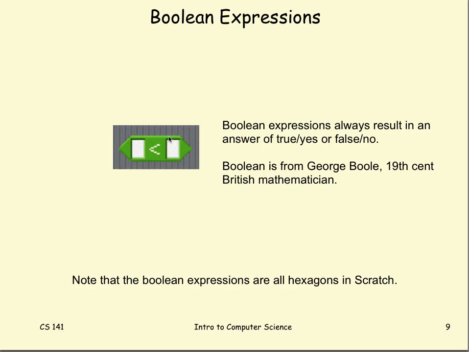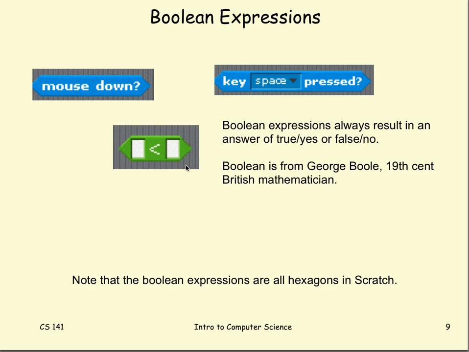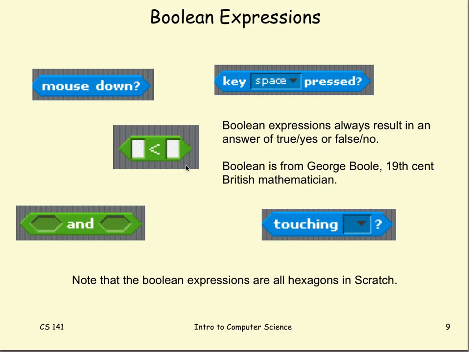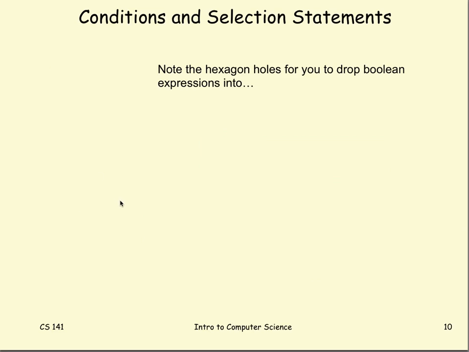Here's an example of a simple Boolean operator in Scratch that says, is this value less than that value? It asks that musical question. And the answer, of course, will be either yes or no. And so you can drop it in. You can also ask questions like, is the mouse button down? Did I just press the space key? Is this sprite touching some other sprite, or is it touching the edge of the board or not? And then you can also combine expressions. Is the mouse down, and am I touching something?